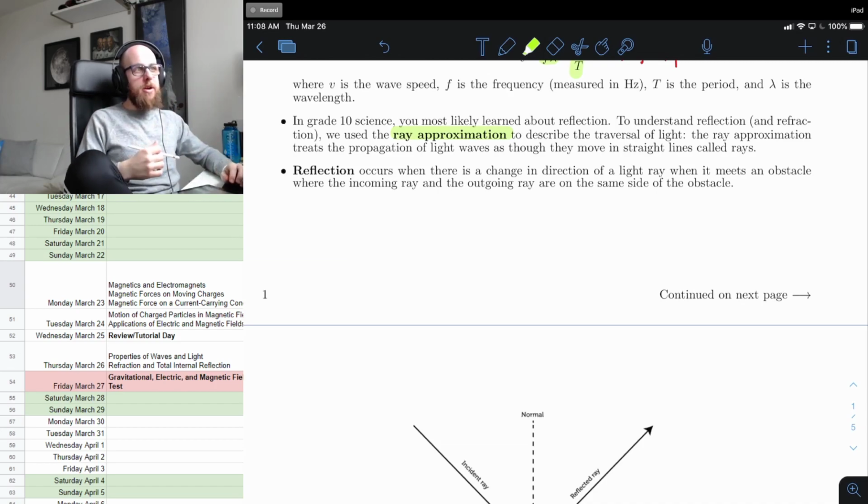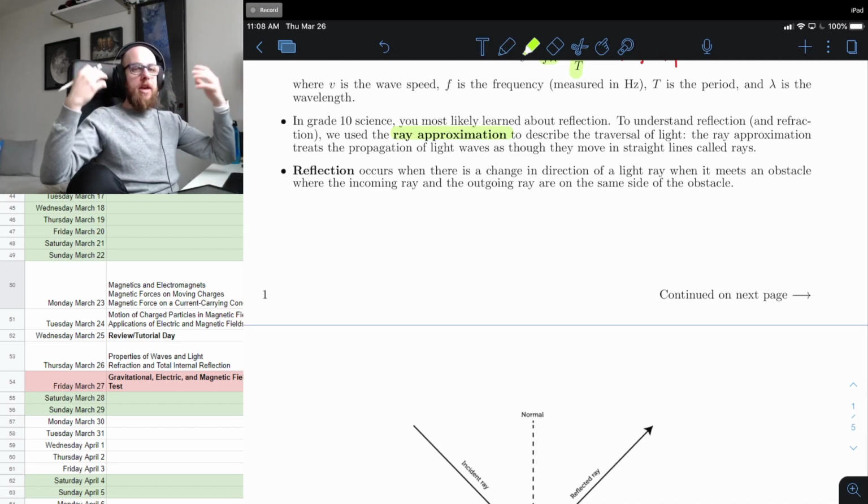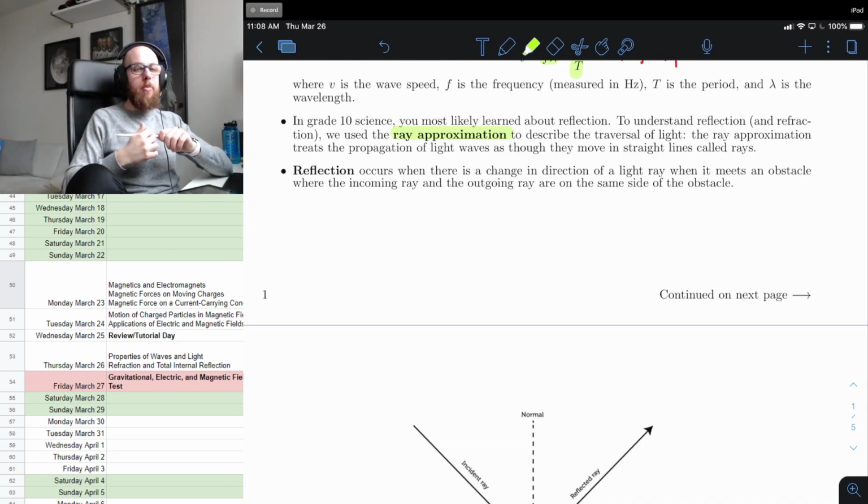And we're going to go through a couple of the rules today. We're not going to be drawing any ray diagrams here, nothing like that. We just have to know the theory behind the concept. It'll become important in a bit.